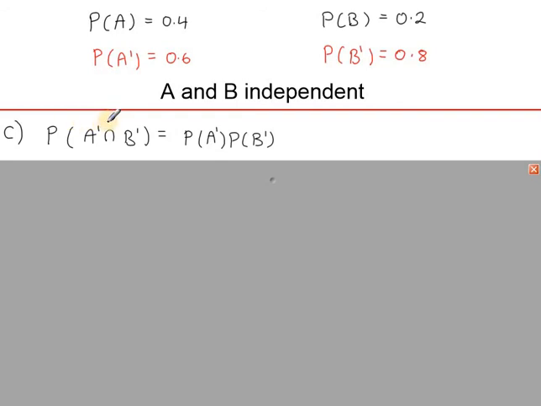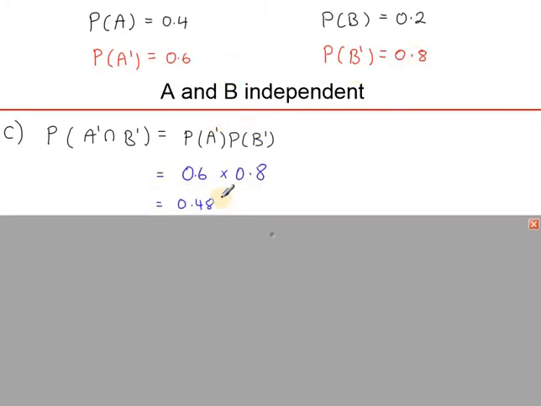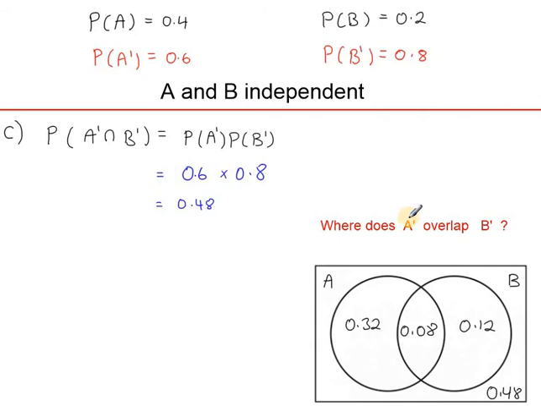Part C, the probability of A dash and B dash. So we just multiply their probabilities together, these two, so 0.48. Again, what does this look like on a Venn diagram? So where does A dash overlap or intersect with B dash?